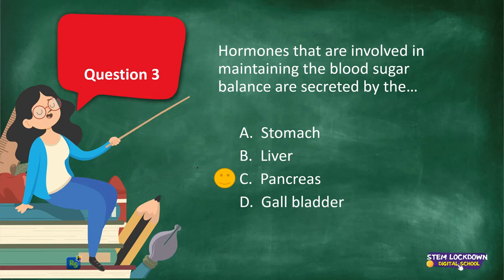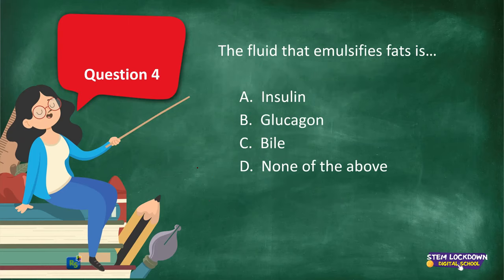And question four. The fluid that emulsifies fat is called A, insulin, B, glucagon, C, bile, D, none of the above. Remember we said that insulin and glucagon are hormones released by the pancreas. So our answer is C, bile, that is correct.